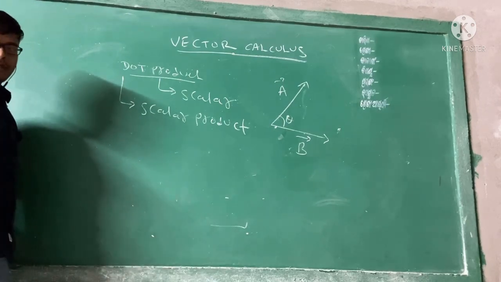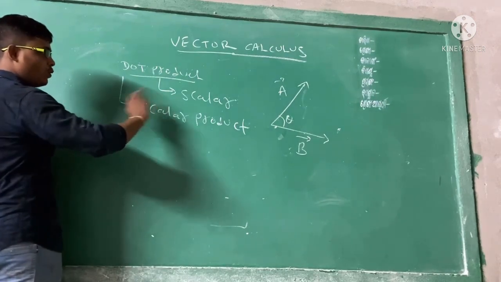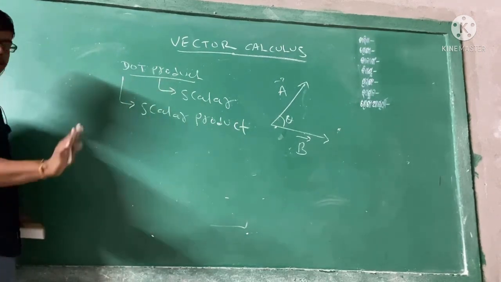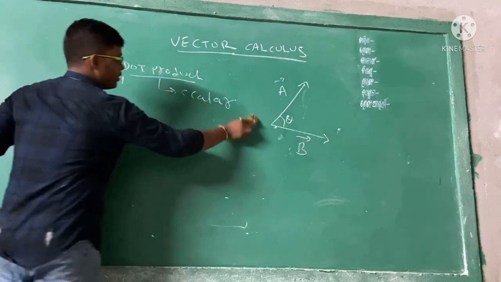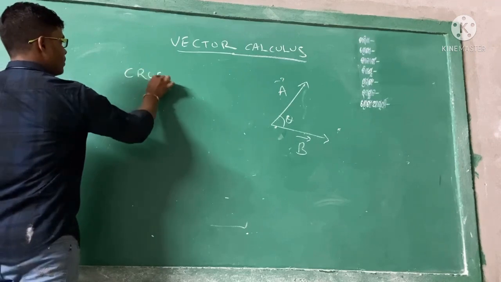So this is the scalar product. Dot product we also call scalar product, because if you look at the dot product formula, there is no direction. A magnitude, B magnitude, and cos theta. Where is the direction? So there is no direction.